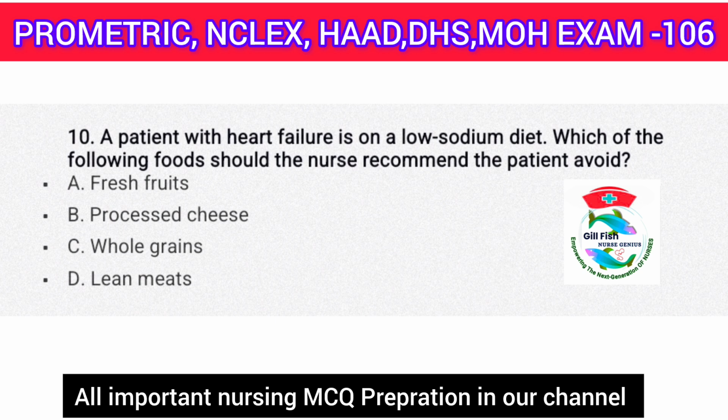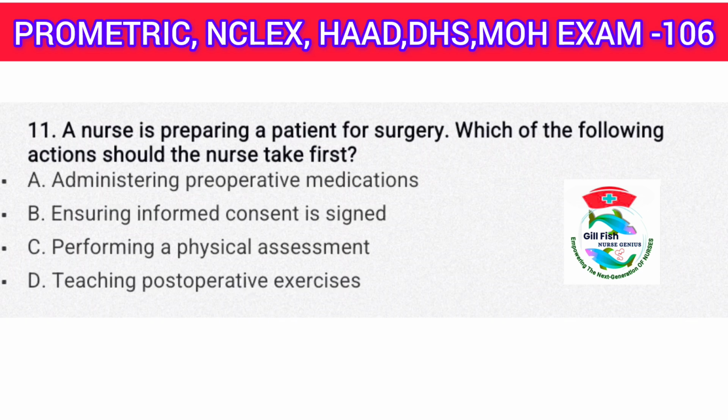Okay, fine. Next question. A nurse is preparing a patient for surgery. Which of the following actions should the nurse take first? Option A, administering preoperative medications. Option B, ensuring informed consent. Option C, performing a physical assessment. Option D, teaching postoperative exercises. What should you do first? The patient is going for surgery.